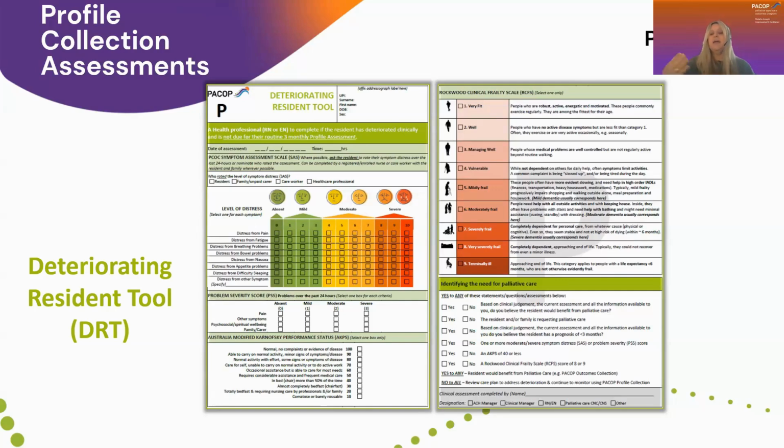We've assessed him today. He's having a lot more symptoms of pain. He's using most of his PRNs. We need to review his medication. So, this is the sort of thing that it helps you with.